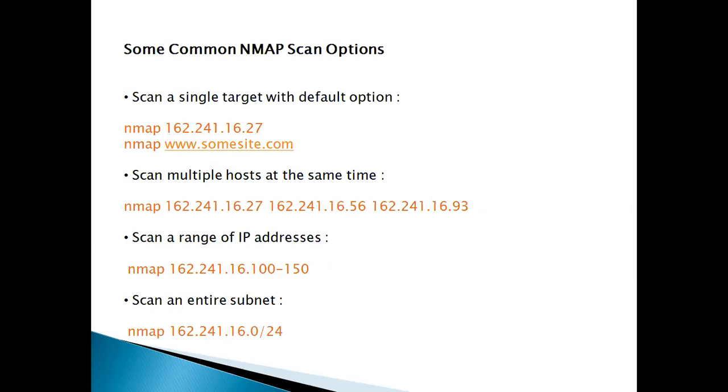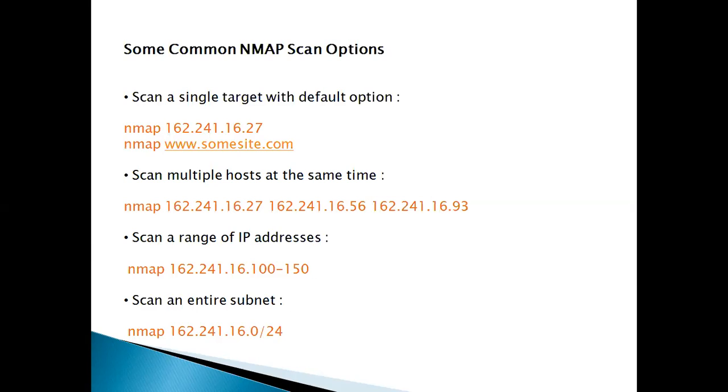Now I'm presenting some common Nmap scan options. First one is to scan a single target with the default option, which we already used. Nmap and then the target IP address, or Nmap and the target domain name. Next, if you want to scan multiple hosts at the same time, then you can use a command like this: Nmap, then the IP address of one target, the IP address of the next target, the IP address of the next target.